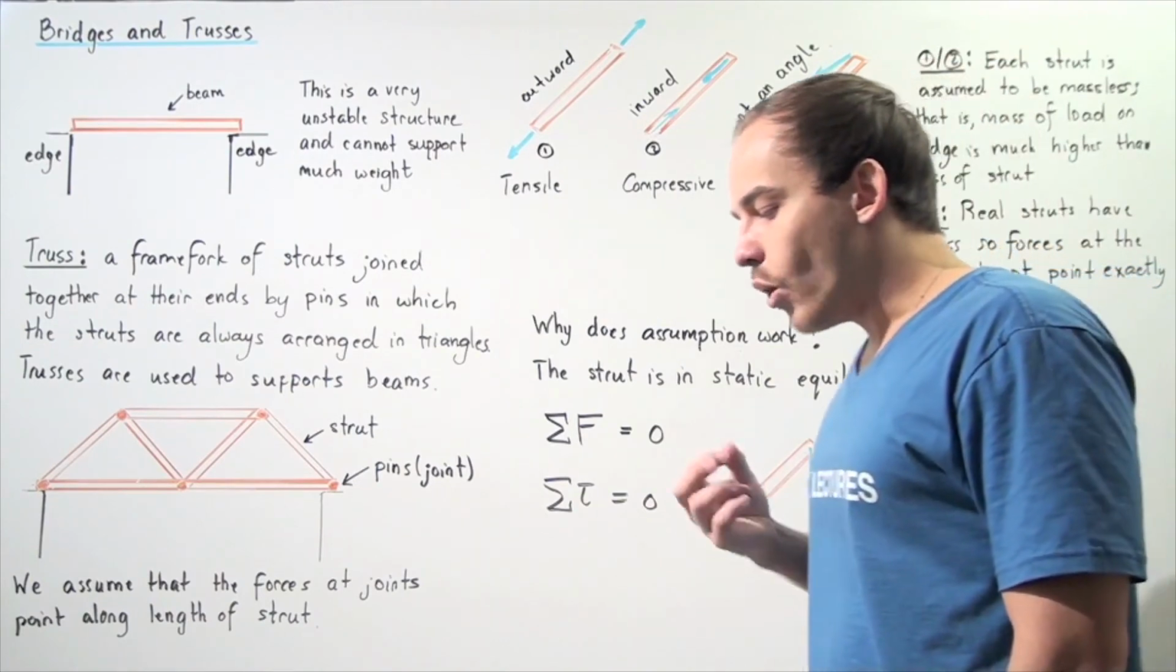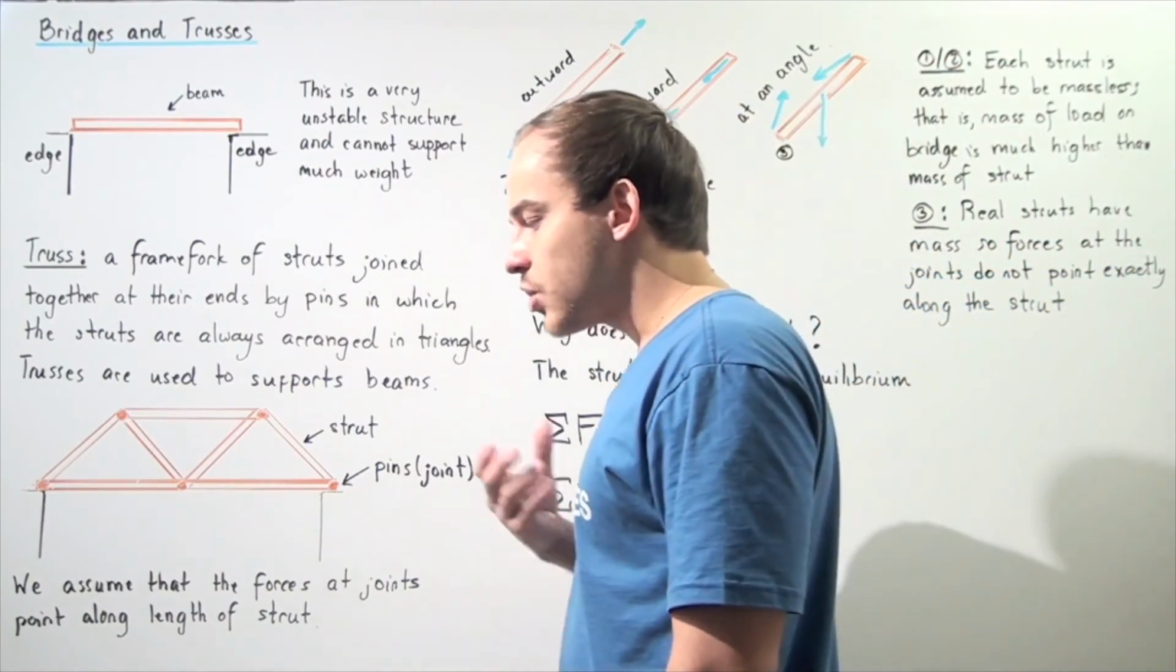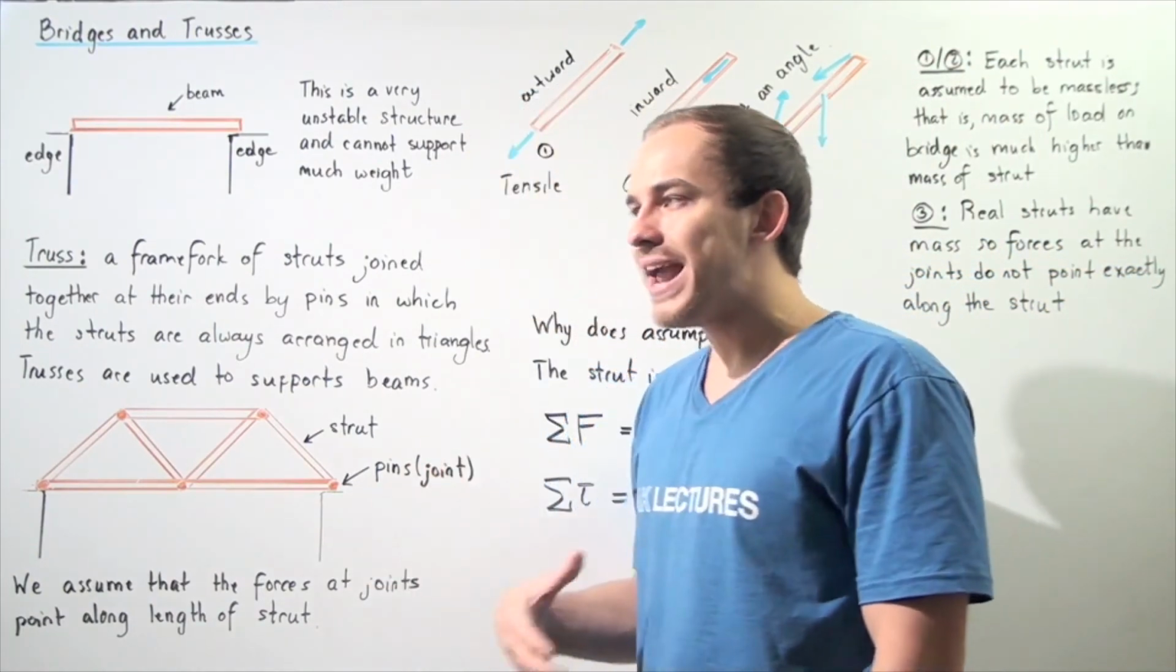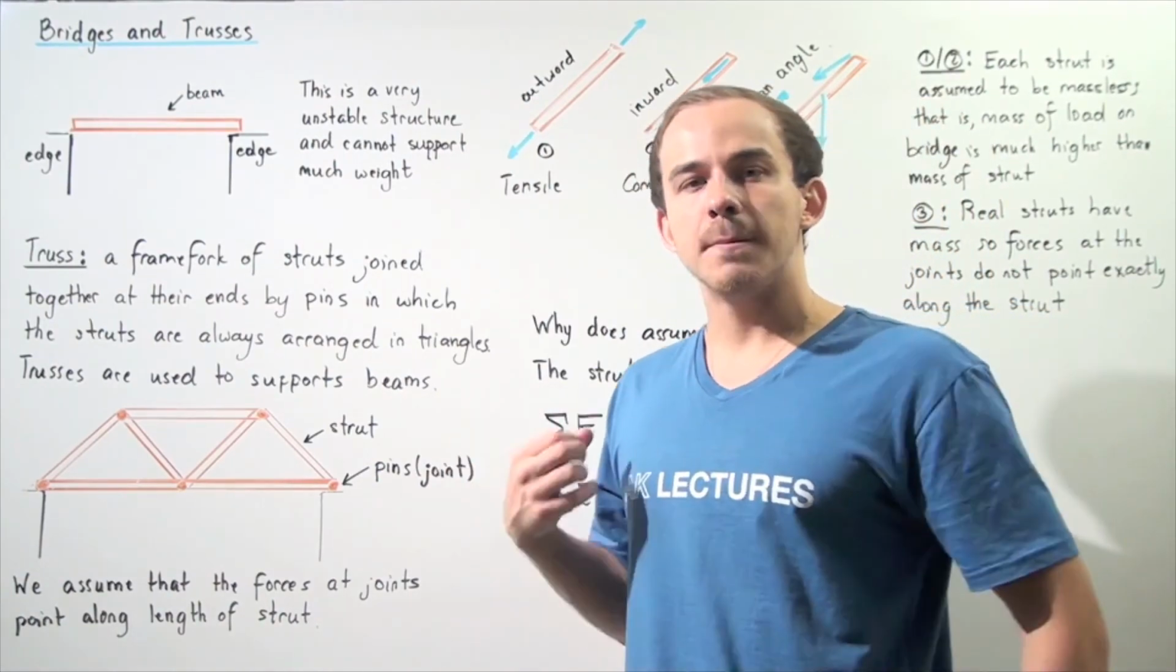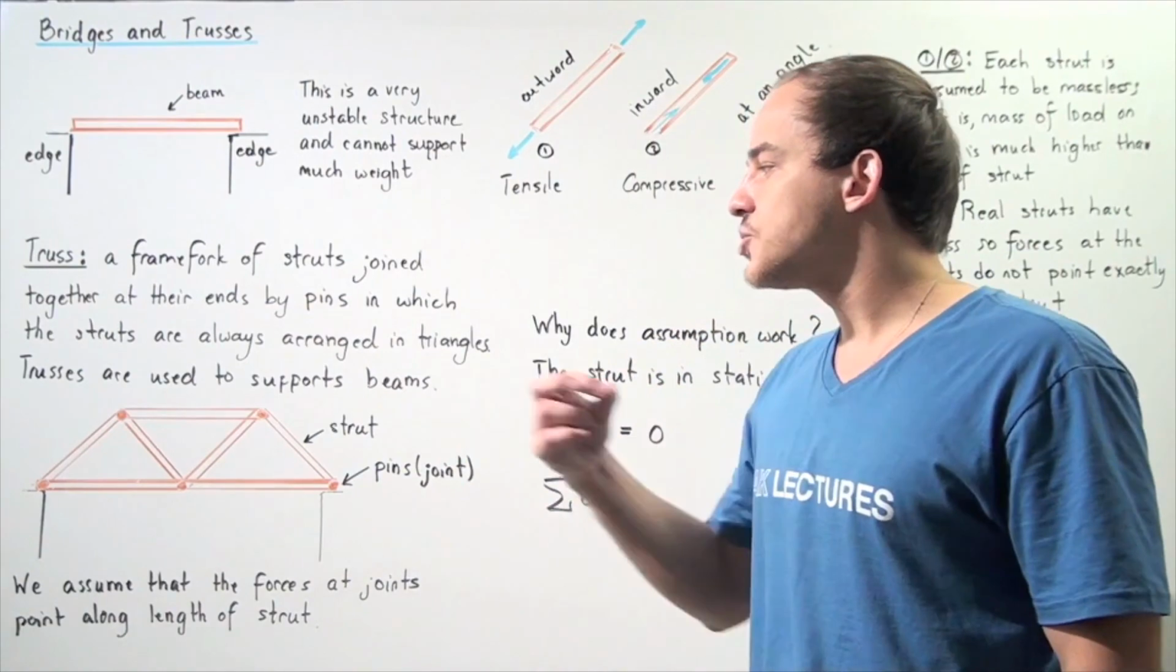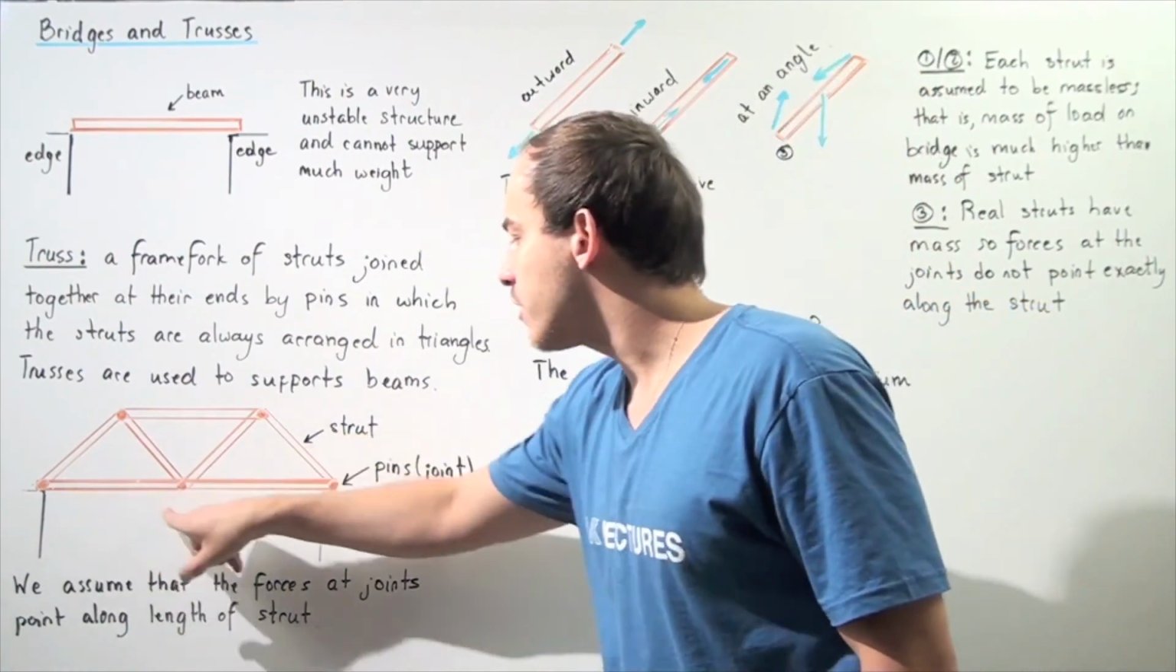So once again, what exactly is a truss? A truss is simply a system, a network of rods that gives stability to our beam because it distributes the force along these joints.